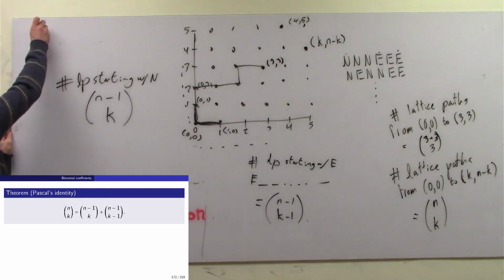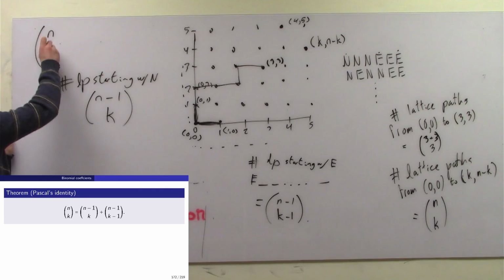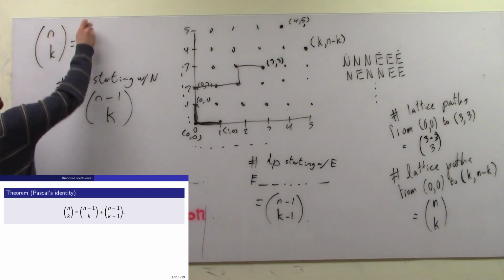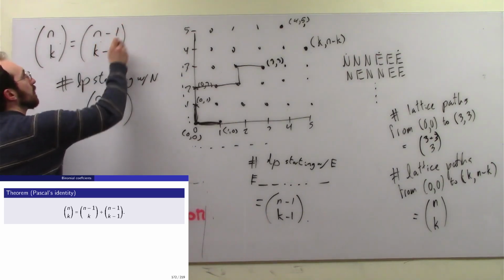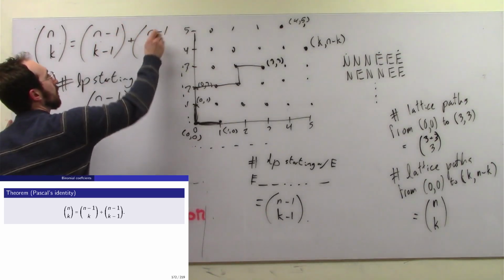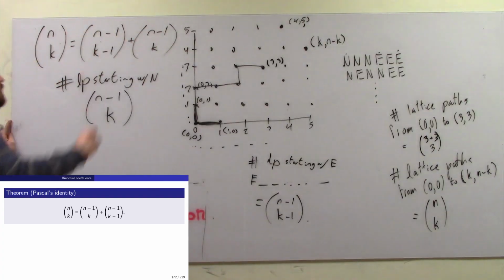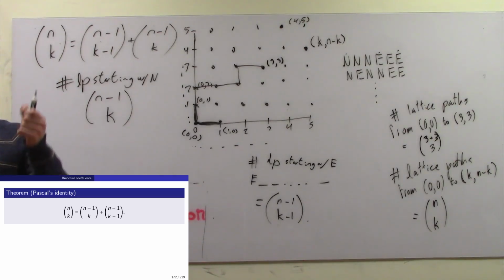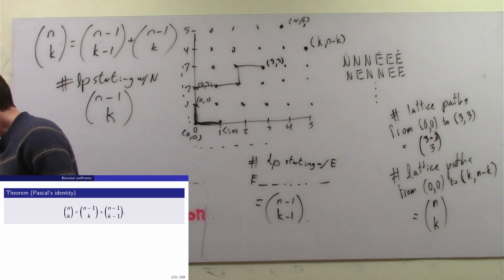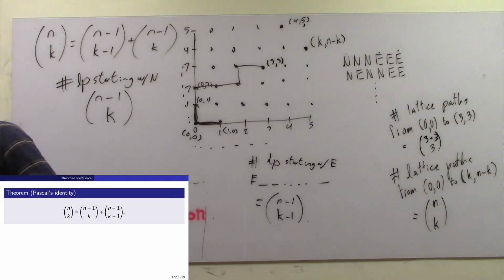Ergo, I'll just put it up here. N choose K equals this whole thing. Perfect. Right on. Okay, how are we feeling? We're vibing? Righteous, okay.